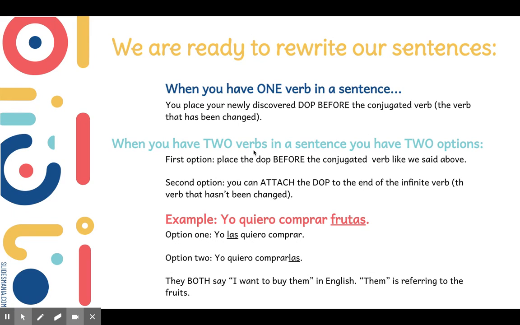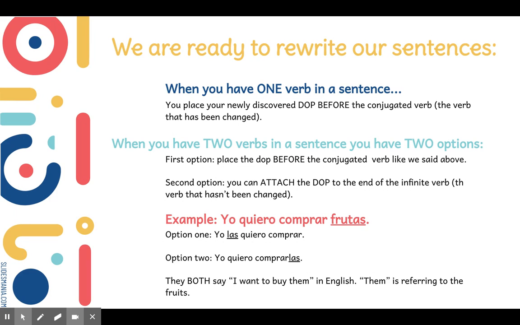Now, when you have 2 verbs in a sentence, that means you get 2 options, okay? So your first option is to do exactly what we just talked about. Even though there's 2 verbs, you still grab that "la" or "lo" or "nos" or "me," whatever it was, and you put it before the conjugated verb. But you have a second option because there's 2 verbs. The second option, you can literally attach the DOP to the infinitive verb, which is the verb that hasn't been changed, the AR, ER, and IR verb.